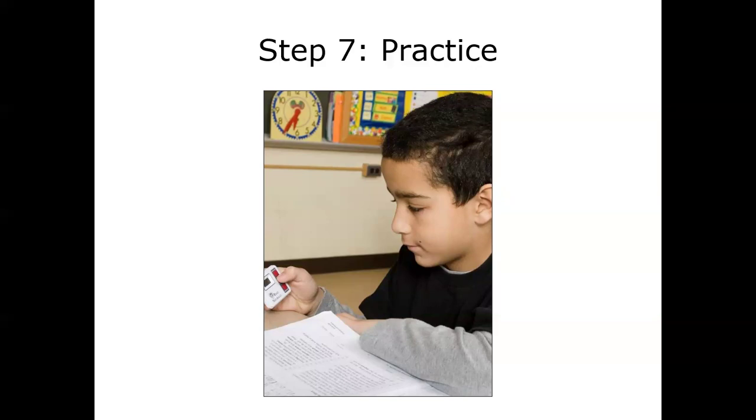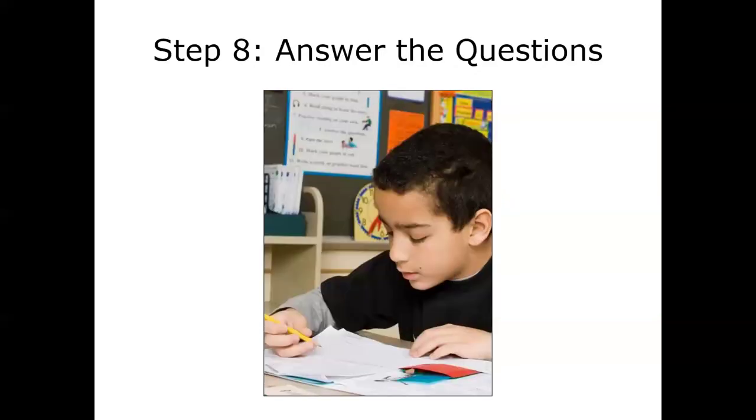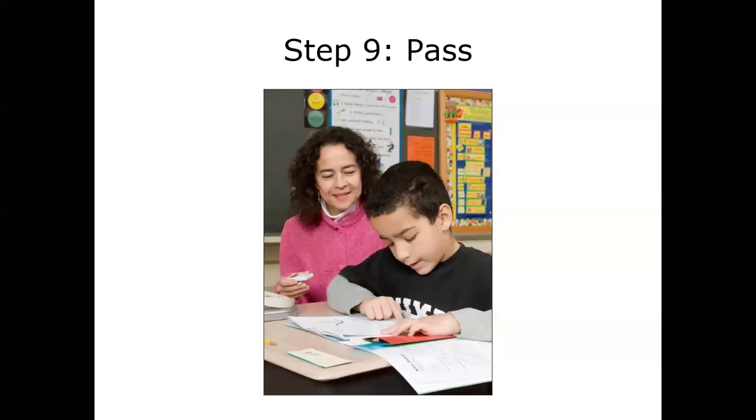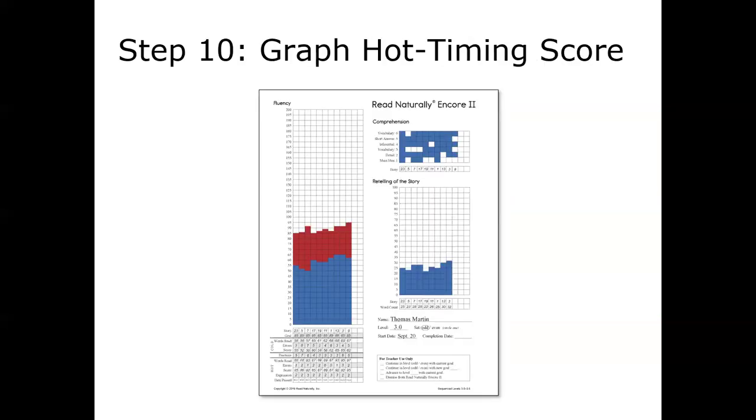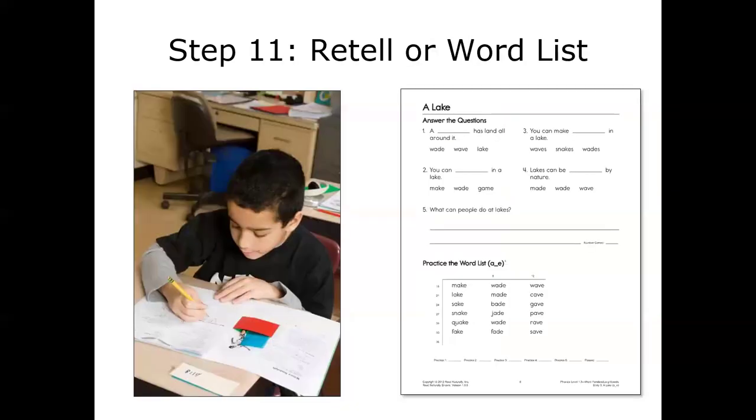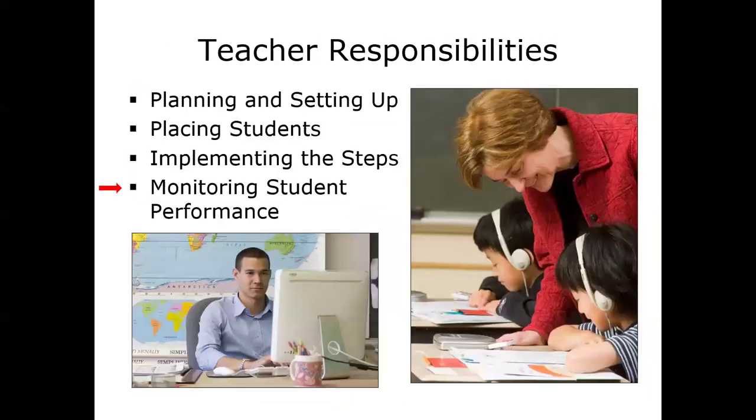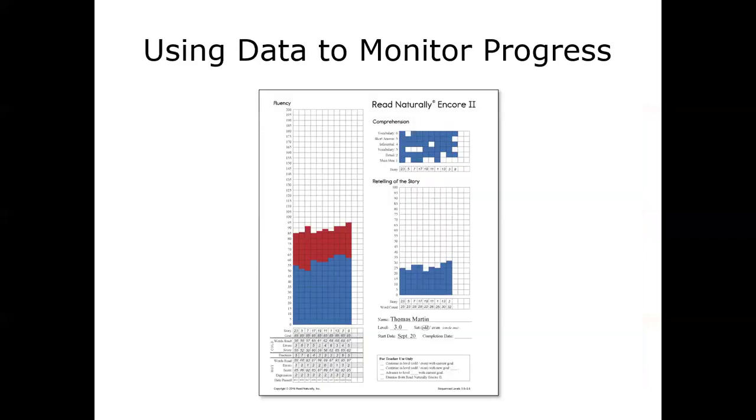So typically your students will practice several times until they meet their goal. They'll answer their quiz question. They'll listen. You'll listen to them read to make sure they can meet all the criteria. They'll do all their graphing and their word lists. And then they'll be done with the story and they can pick a new one. Monitoring student performance is done with your graphs.